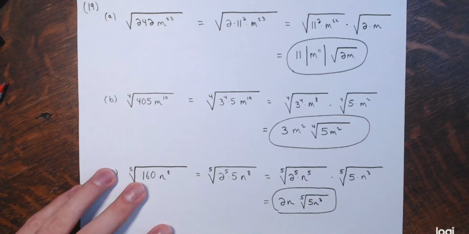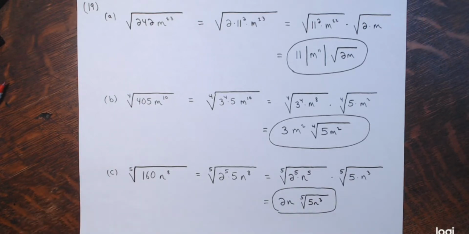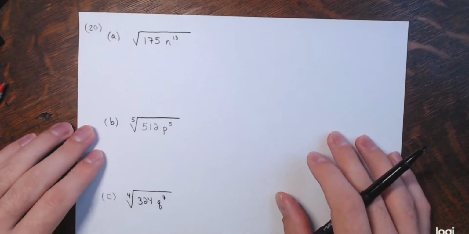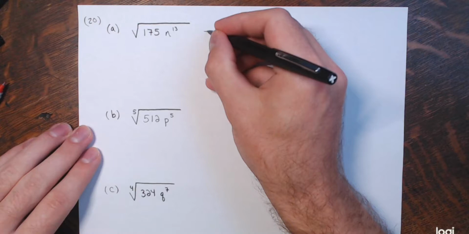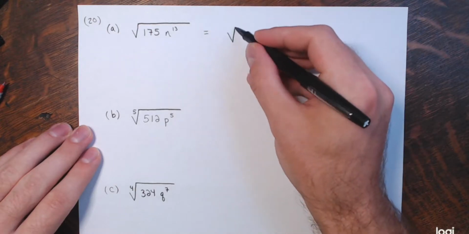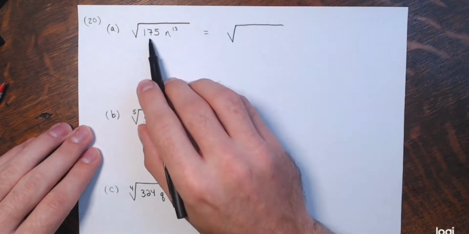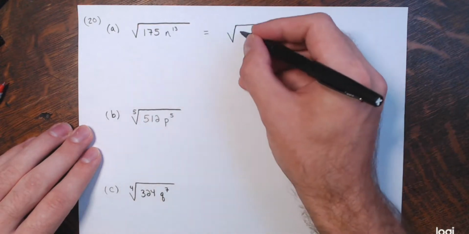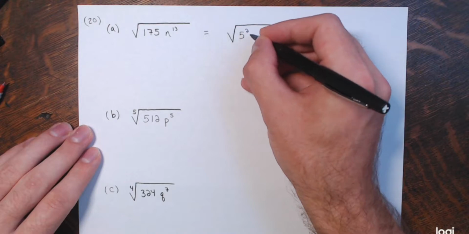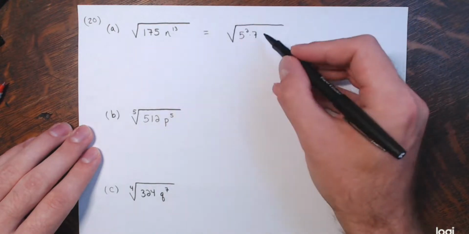And there you go. Wonderful. And I'm continuing to do this for a while. All right. So number 20. Part A, square root. So again, factoring the radicand completely. This would be 25 times 7. So 5 squared times 7. And then times n to the 13th.